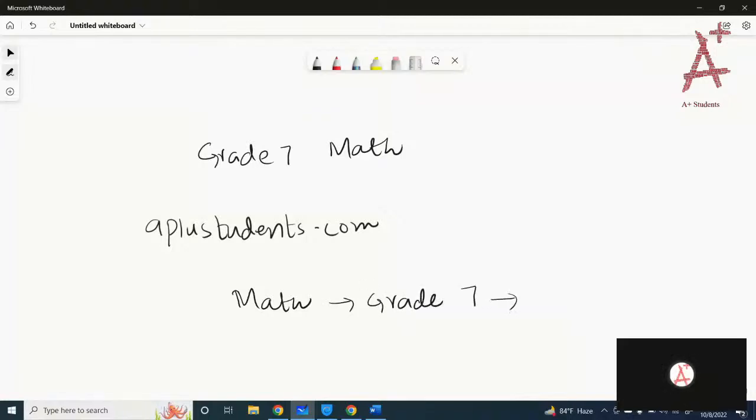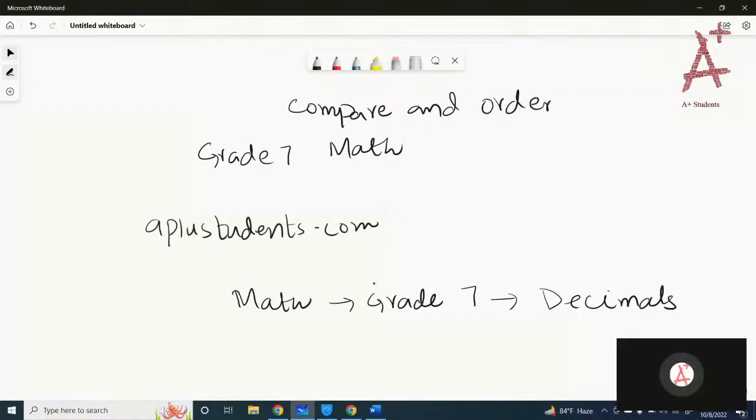We are working on chapter 3, that is decimals. So please find the chapter that is decimals, and the lesson we're going to start is compare and order decimals. So please make sure you have your notebook and pencil so that you can note down the important points. Got it?